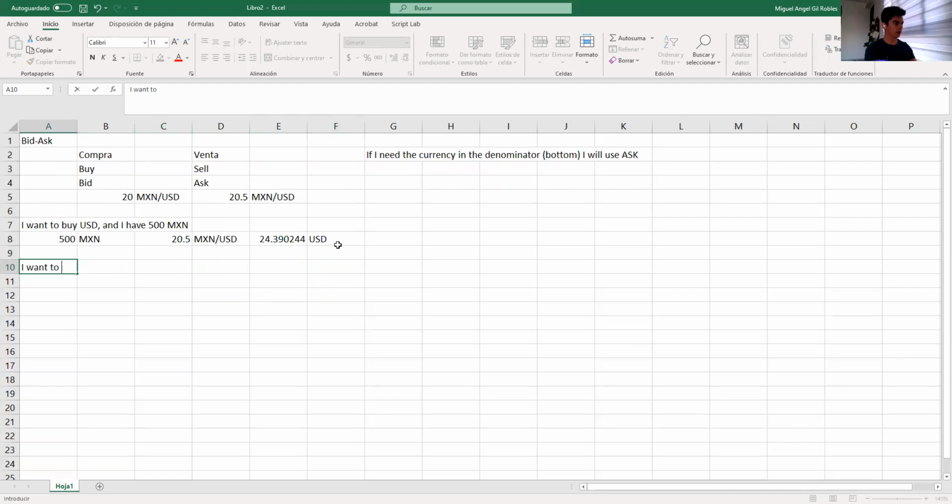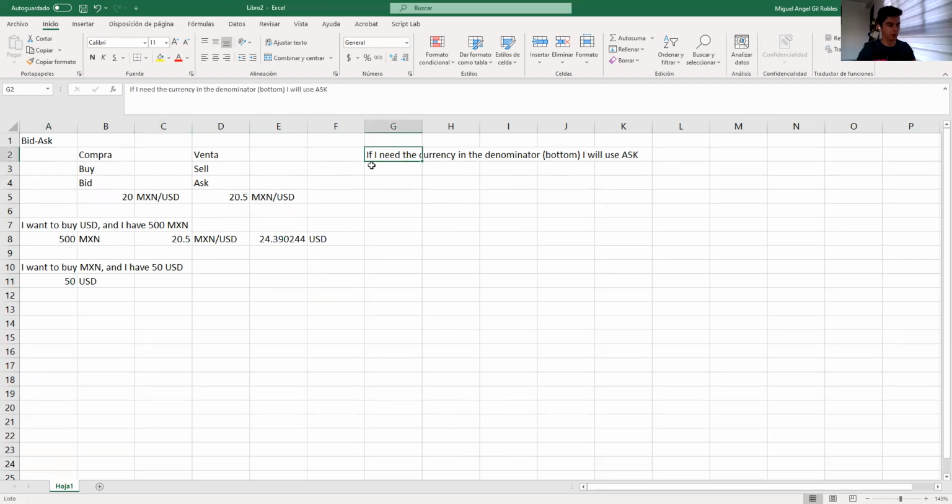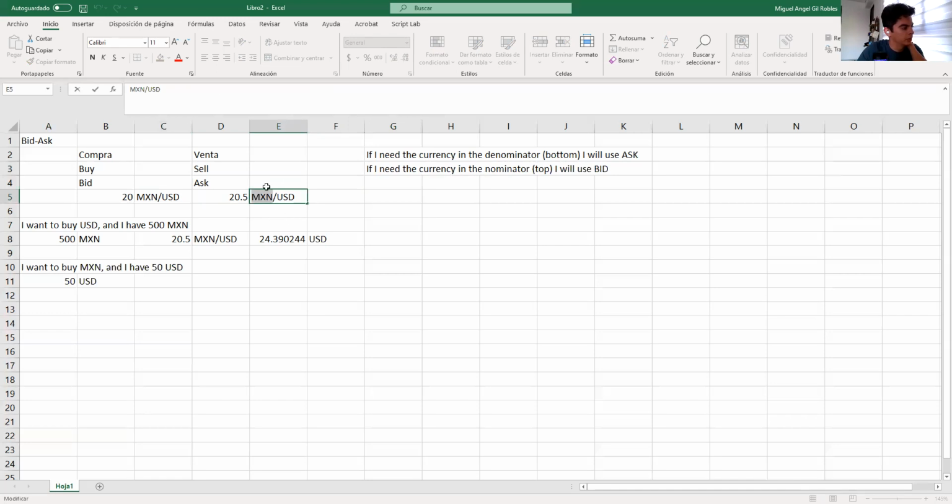And now I want to buy pesos. I have $50. Okay, so it's a similar exercise, but different context. So now I have $50 and I need to buy pesos. So if you wrote the first rule, also write the counterpart. If I need the currency in the numerator, or on top, I will use bid.